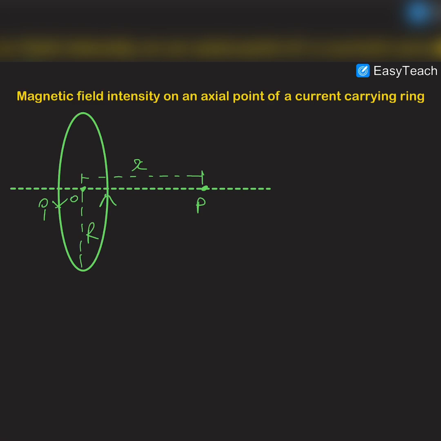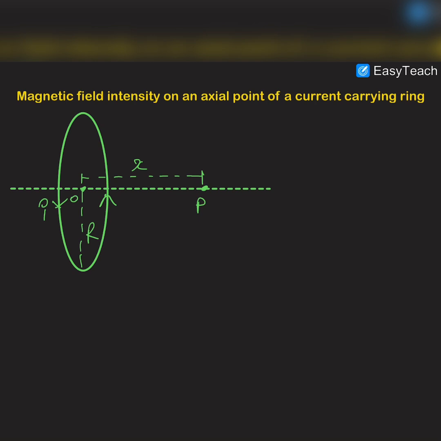In this video, we are going to discuss the magnetic field intensity at an axial point of a current carrying ring. So you can see that this is a current carrying ring which is carrying a current in this sense, and we have to find out the magnetic field at this point P. Point P is situated at a distance of x from the center of the ring, and the radius of the ring is r. We know that to apply Biot-Savart law, we require a small length of wire.